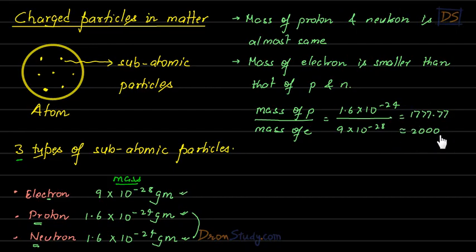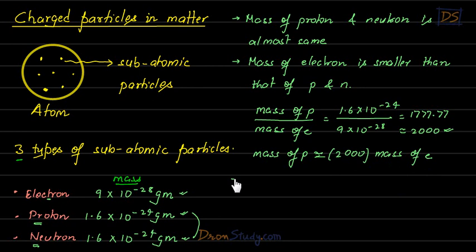So students, what it means that mass of proton is approximately 2000 times more than the mass of electron, isn't it, students? So I can actually write that mass of proton is approximately 2000 times of mass of electron. So students, you can see here that mass of proton is actually much more than mass of electron.